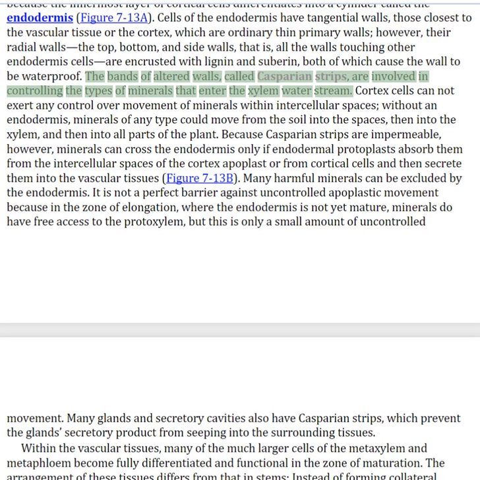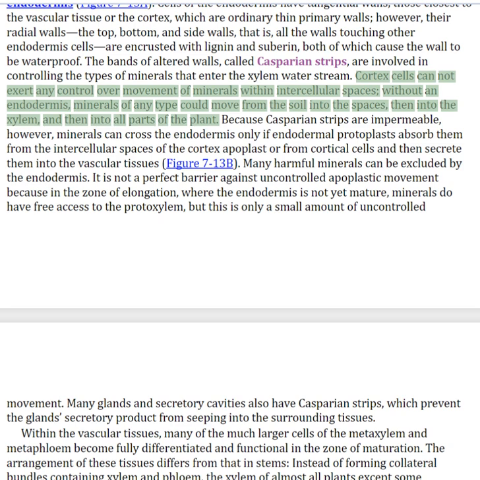The bands of altered walls, called Casparian strips, are involved in controlling the types of minerals that enter the xylem water stream. Cortex cells cannot exert any control over movement of minerals within intercellular spaces. Without an endodermis, minerals of any type could move from the soil into the spaces, then into the xylem, and then into all parts of the plant.